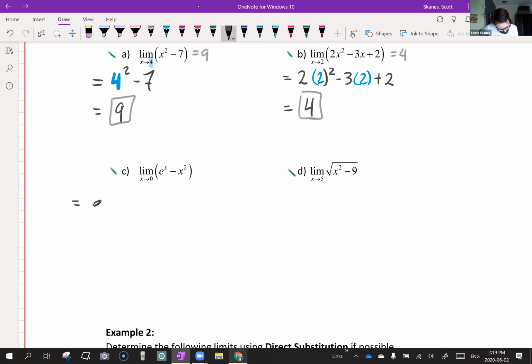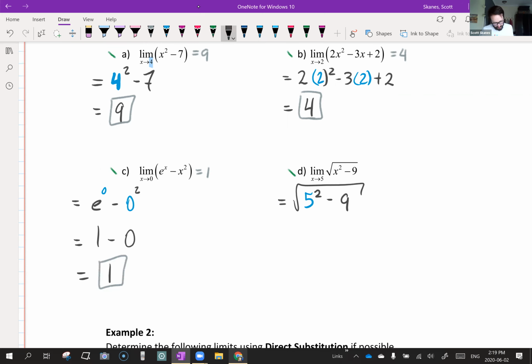Direct substitution, e to the power of 0 minus 0 squared. This is our direct substitution. E to the power of 0 is 1. 0 squared is 0. The limit is 1. Okay. Last one. Put in 5. That's 25. 25 minus 9 is 16. Square root of 16 is 4.